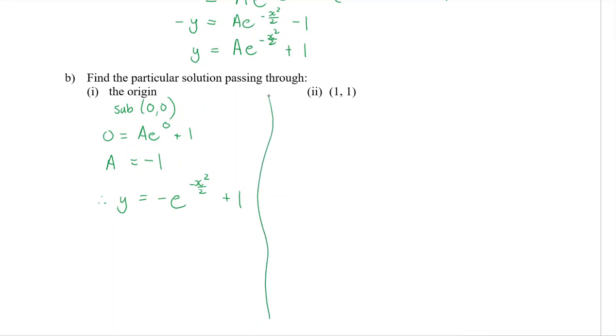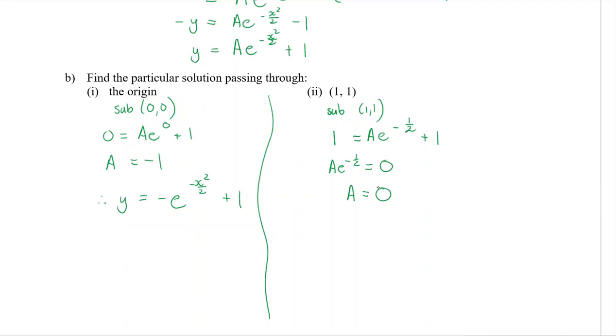Same thing again with the point (1, 1). Sub in x = 1, y = 1. So 1 equals ae to the negative 1 squared over 2, so negative a half plus 1. If I subtract the 1 over to the other side, I have ae to the negative half equals 0. Then if you divide by e to the negative half, you're really just getting a equals 0, because e to the negative half is just a number, divided across the other side, still 0.